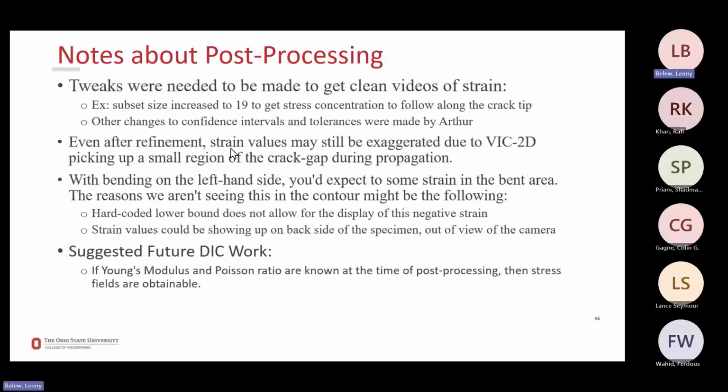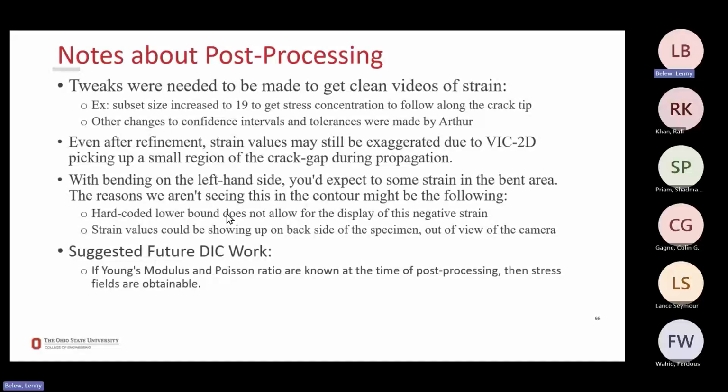Another reason is that the strain values could be showing up on the backside of the specimen out of view of the camera. This would imply some mode 3 fracture or mode 3 stress. It's just something to note. We're not entirely sure. Those are our two best guesses as to why we aren't seeing the strain there.